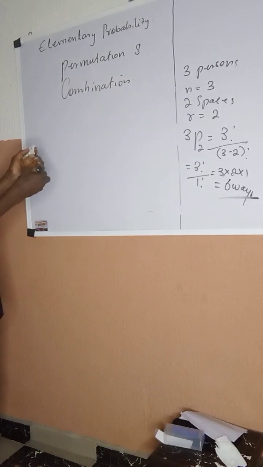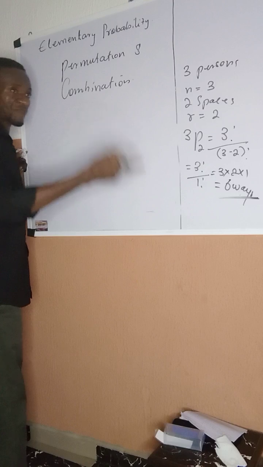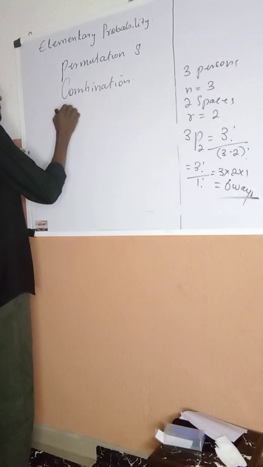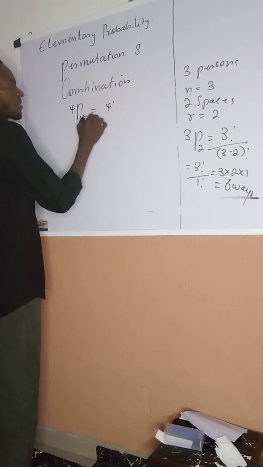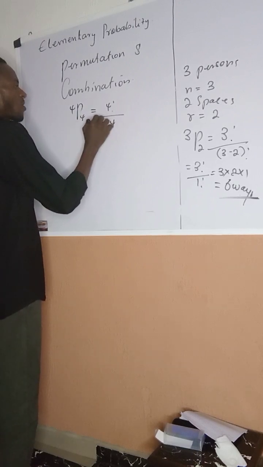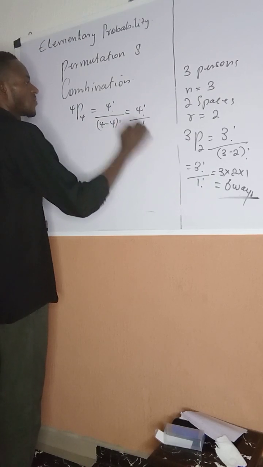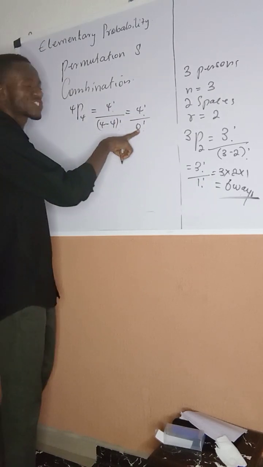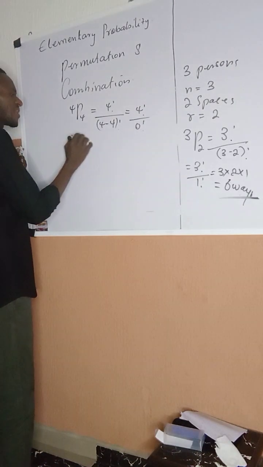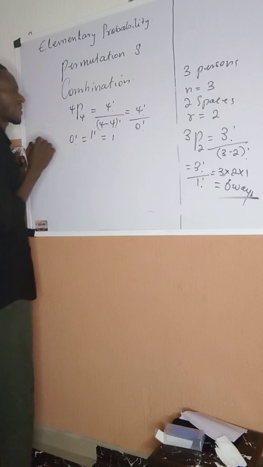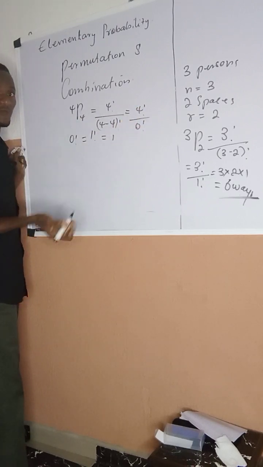In that case, what I have here becomes 4 persons that we are going to arrange, and then we have 4 spaces. So we have 4 permutation 4. This becomes 4 factorial all over (4 minus 4) factorial. This equals 4 factorial all over 0 factorial. And we must note that 0 factorial is 1. So 0 factorial equals 1. So in that case, this 4 factorial divided by 1 will return 4 factorial.